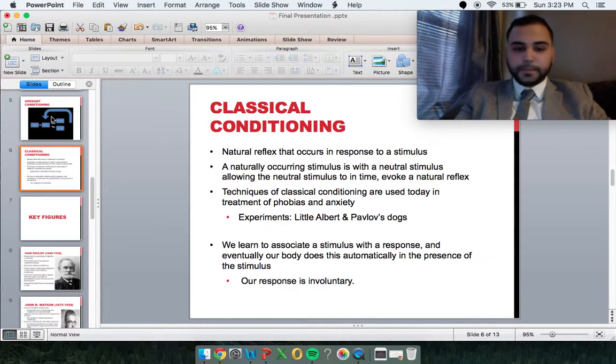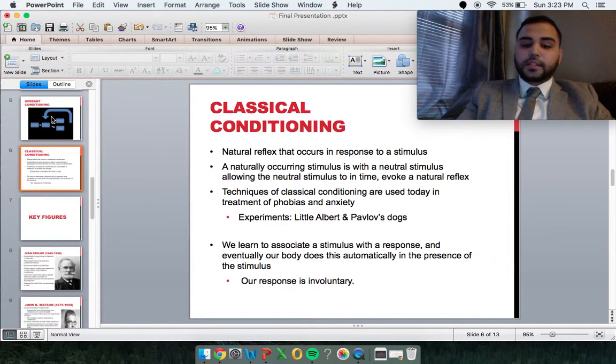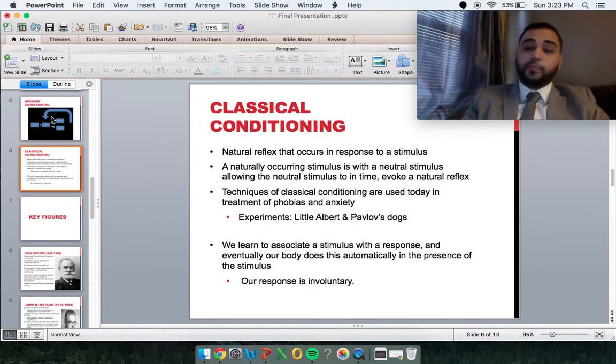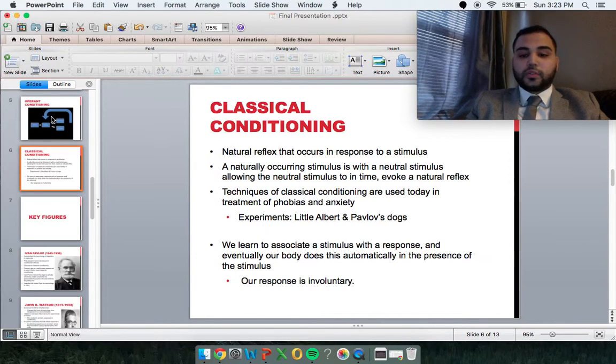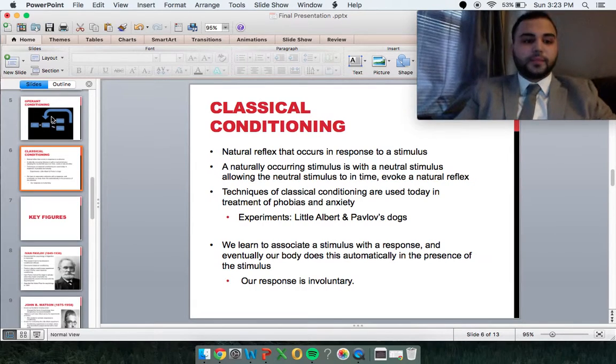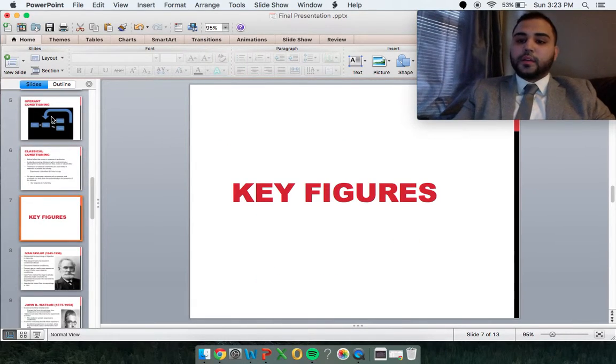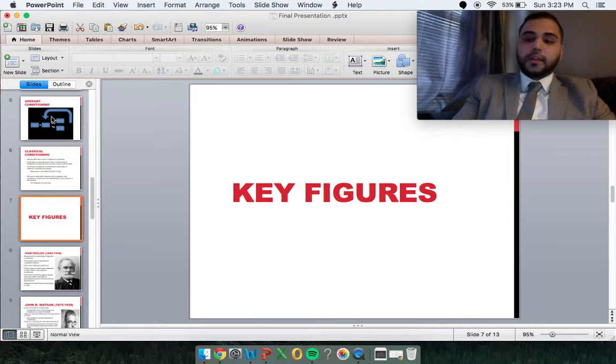So continuing, we learn to associate a stimulus with a response, and eventually our body does this automatically in the presence of the stimulus. As I mentioned before, you become used to that stimulus, and it becomes a natural reflex. A response is involuntary, so after a while, it just happens. It automatically happens. So continuing, we will now speak about the key figures, the people that had to do a lot with behaviorism into what it is today.